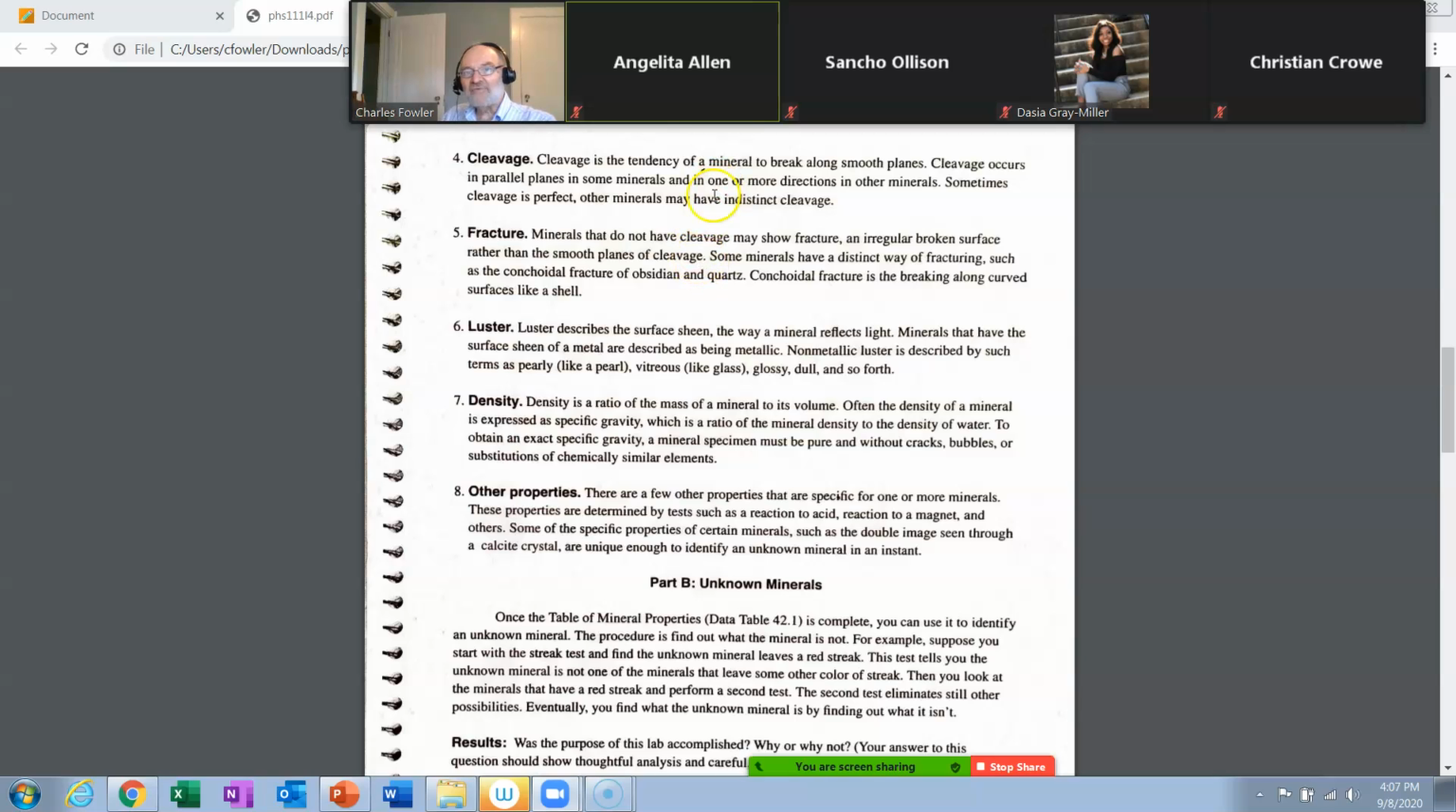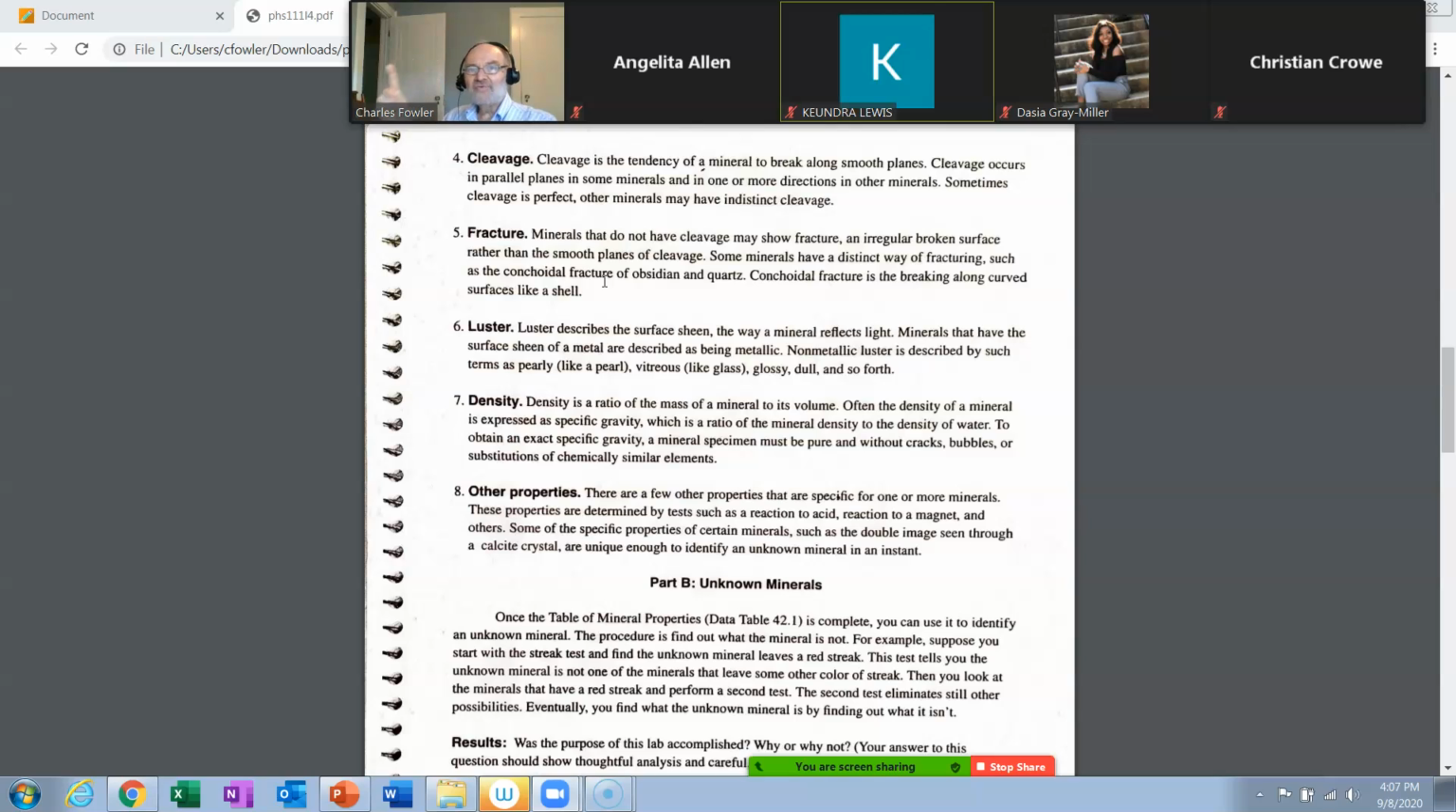So cleavage and fracture go together. If a mineral cleaves really nicely, it tends not to fracture as much. If it has indistinct cleavage, when you try to break it, it fractures. Minerals that do not have cleavage may show fracture in irregular broken surface rather than smooth planes of cleavage. Some minerals have a distinct way of fracturing, such as the conchoidal fracture.